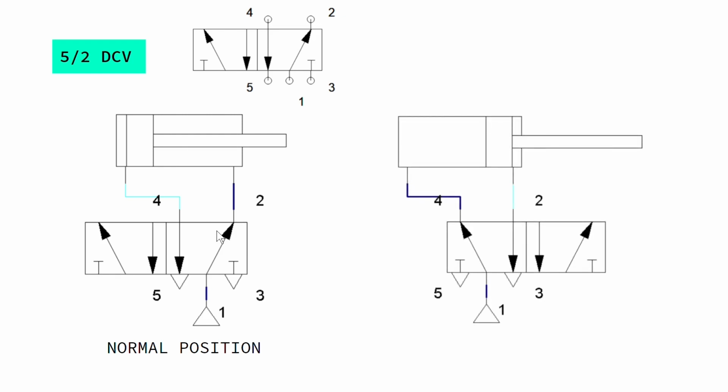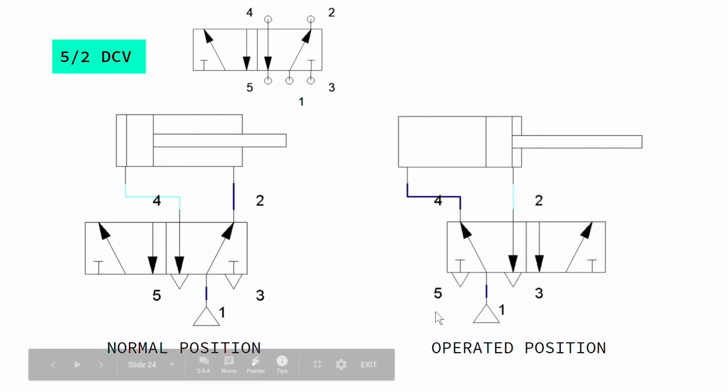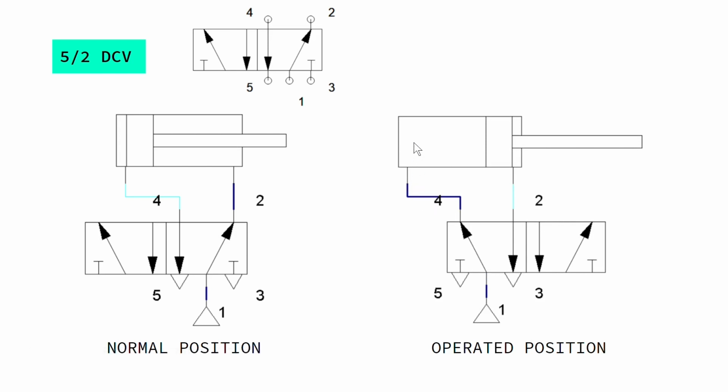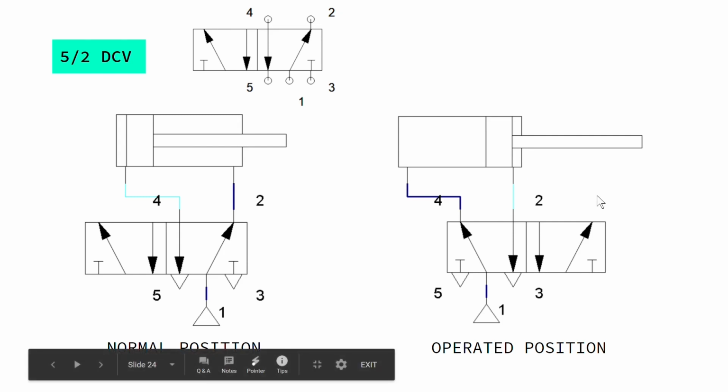But when we switch the position, then the compressed air goes in this direction and it goes like this. And before, the piston was here. As we pass compressed air, it gets extended and moves to this end, and the air here gets out through this exhaust port. This is the operating position.